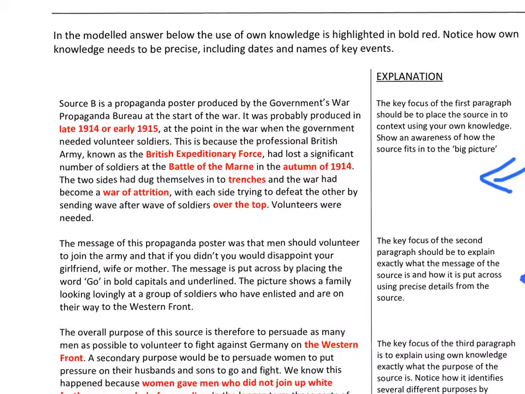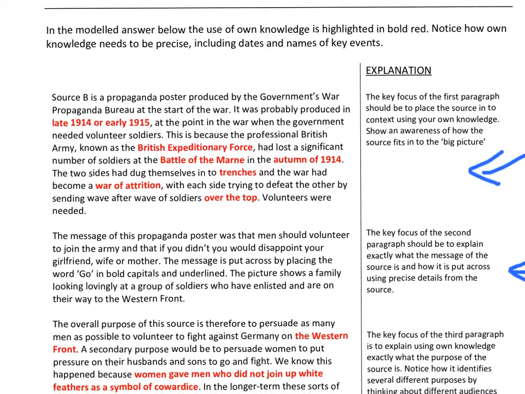Okay, so first of all, that paragraph that is showing own knowledge and putting the source into context. This is where you're showing an awareness of what the source is about. So it's a propaganda poster produced by the government's war propaganda. Now, the first sentence is just pretty much copying out what it says with the source, but that's fine. It gets your answer going, it gets it moving. Probably produced in late 1914 or early 1915.